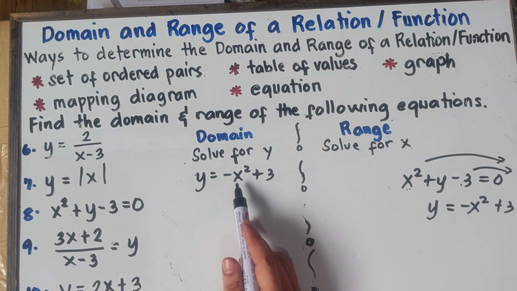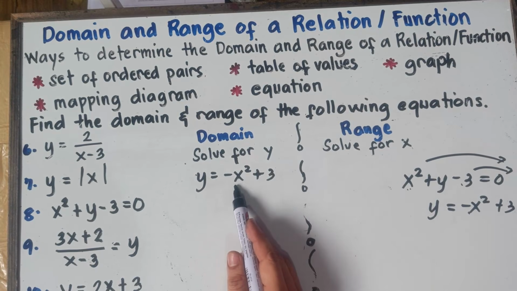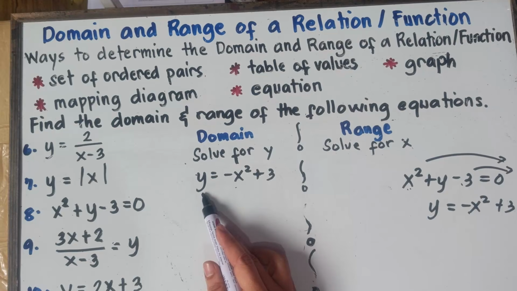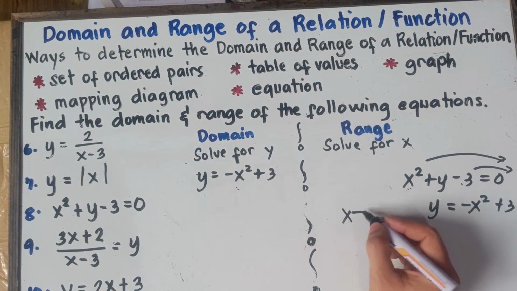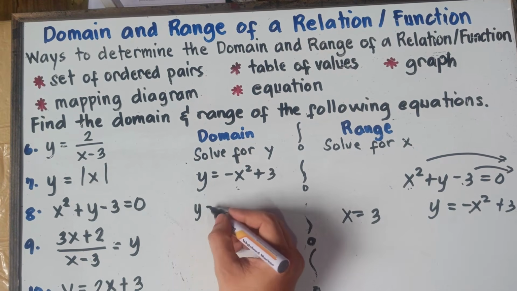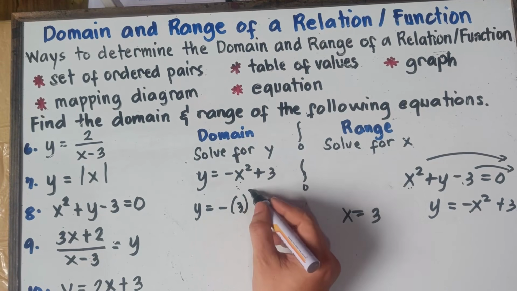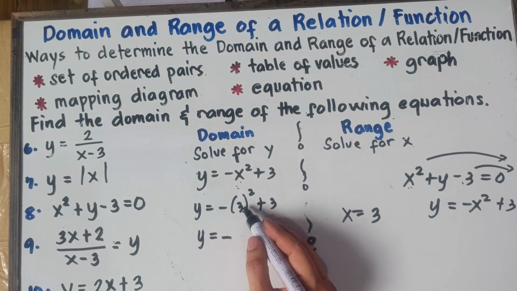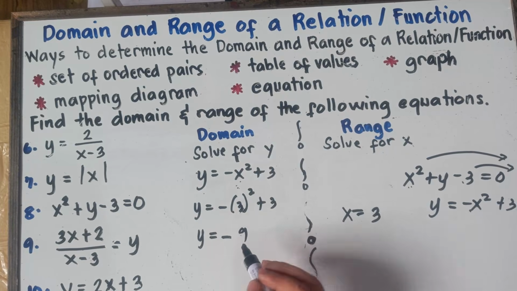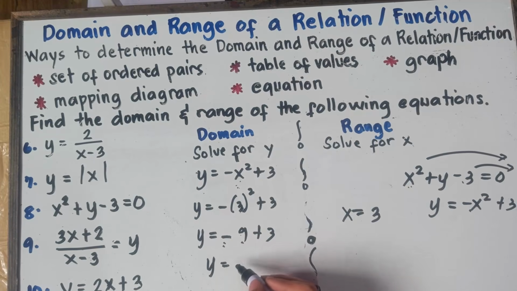So you can have x, positive 1, negative 1, negative 4, positive 10, any value for x, class, you can have a valid answer for y. Let's give an example, class. If I will say x is equal to positive 3, so y equals, copy negative sign, x is positive 3, so this will be 3 and then squared, do not forget squared, plus 3. So y equals, copy negative sign, 3 squared, it doesn't mean 3 times 2, it means 3 times 3. 3 times 3, that would be 9. And then you have negative sign, so this will be negative 9 plus 3. So y equals negative 6.